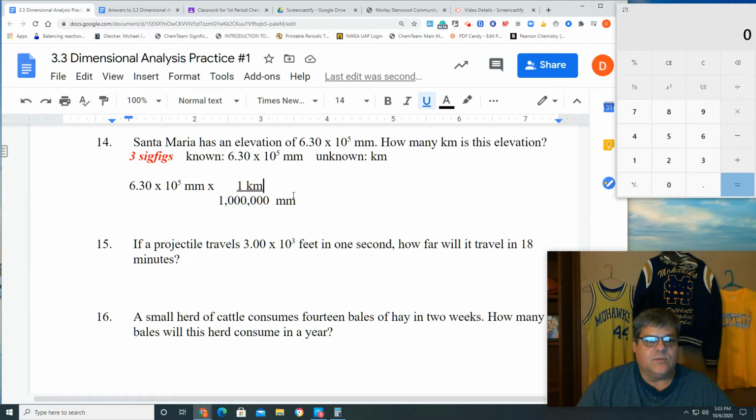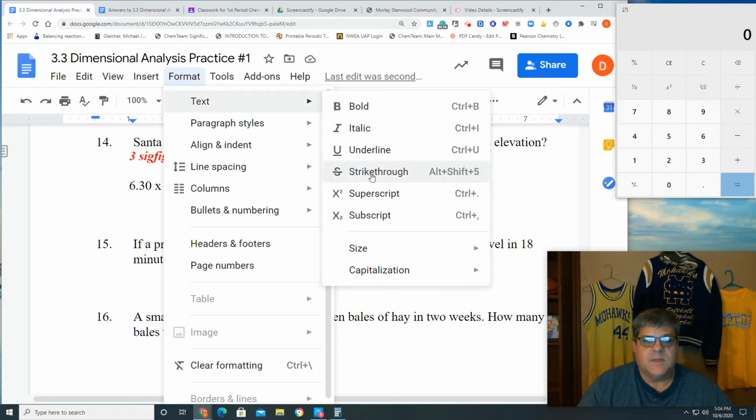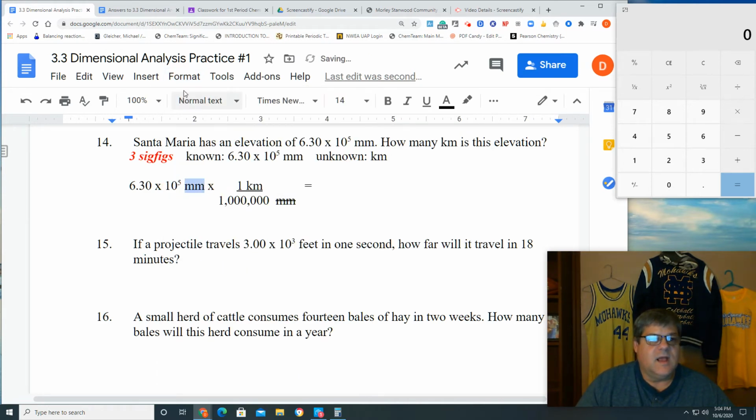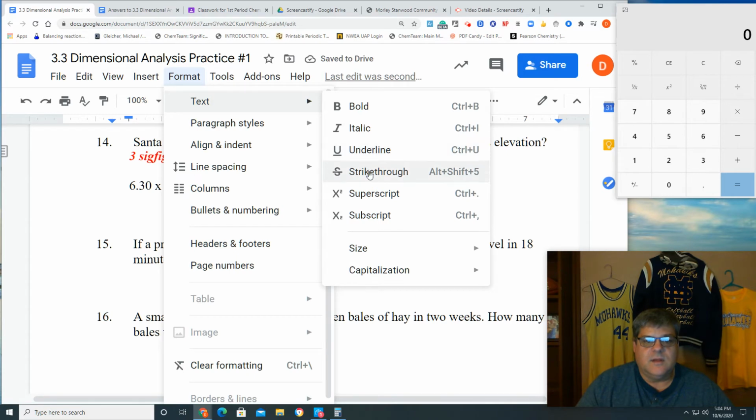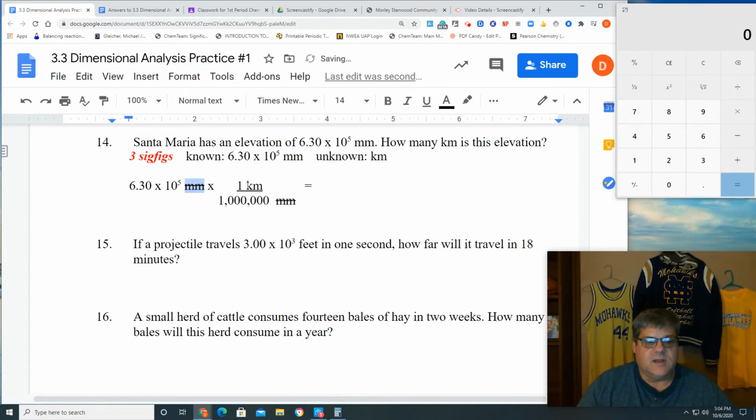Now what we're going to do is put in our equal sign, and then we can get rid of our millimeters because I have them on top and bottom. I'm left with kilometers. So there's kilometers on top. So we have to go ahead and have our answer. All we have to do now is go ahead and multiply.